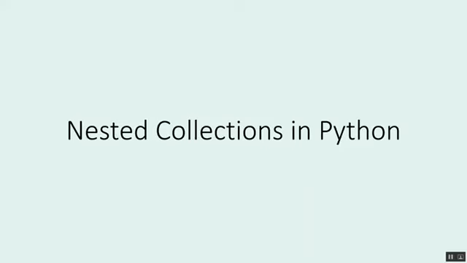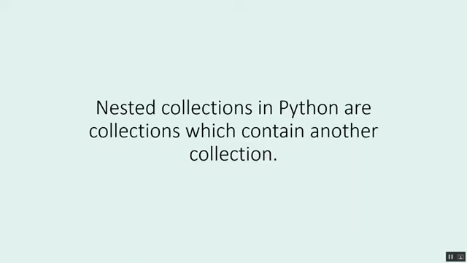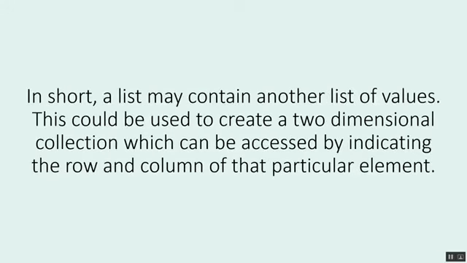For today, we will discuss nested collections in Python. When we say nested collections in Python, these are collections which contain another collection. In short, it is a list that may contain another list of values. So this could be used to create a two-dimensional collection which can be accessed by indicating the row and column of that particular element. For example, in a table, in order for you to retrieve data, you have to include the row and the column of that data, just like in Microsoft Excel.